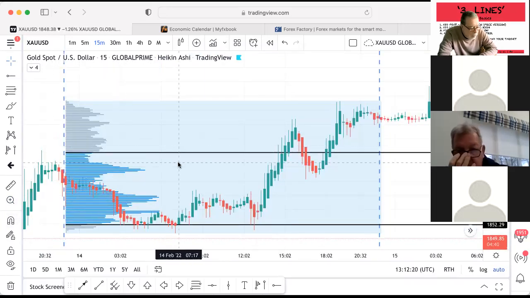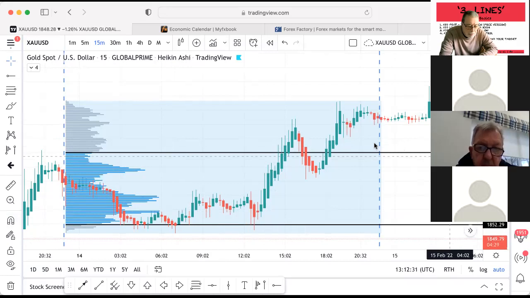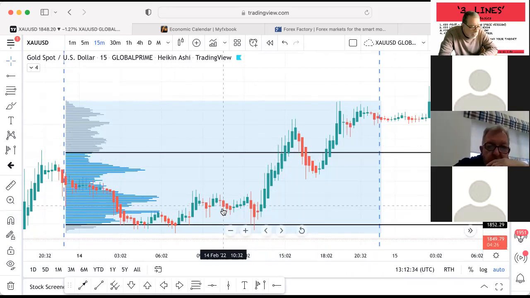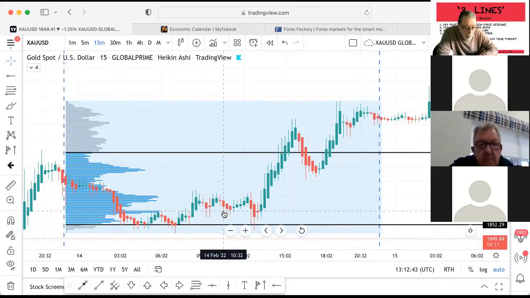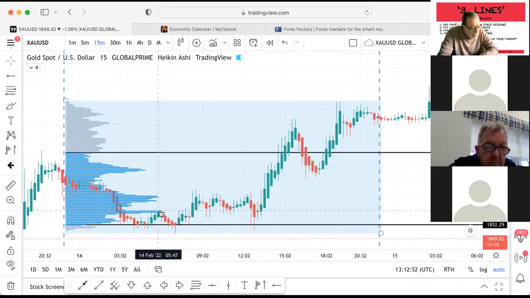What I wanted to show you before I put the POC on is the POC is actually at this level here. If I can just move you guys along and just check the price. So the peak of orders, the largest amount of orders placed yesterday were 1854.71. But the first thing I notice is we call these nodes, these peaks of orders of volume. So that is the highest node of volume for yesterday.